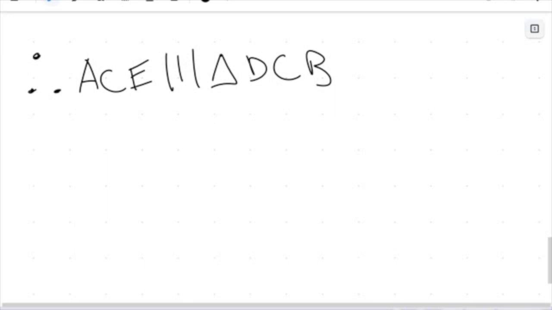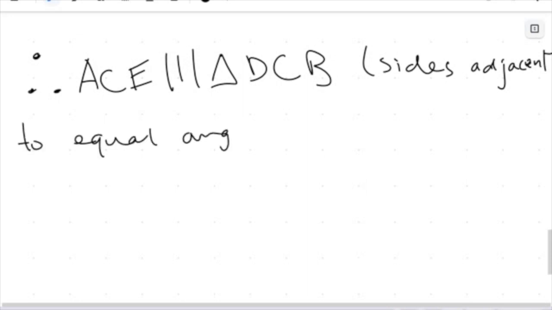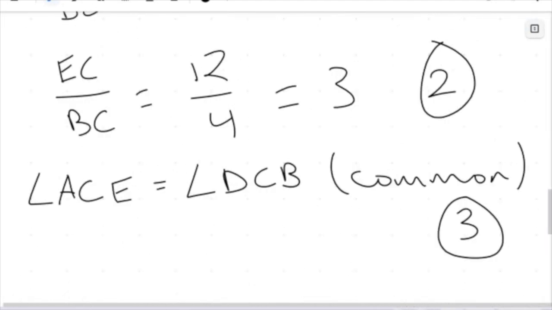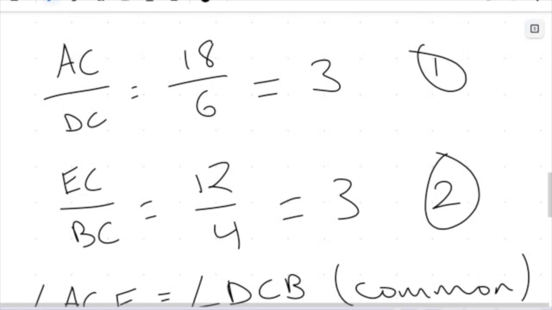And I can say that the sides adjacent, remember adjacent just means next to, sides adjacent to equal angles are in proportion. And remember the in proportion here means that the scale factor is the same. So the sides are scaled the same way. They're in proportion. And that is how we can go about proving similar triangles.